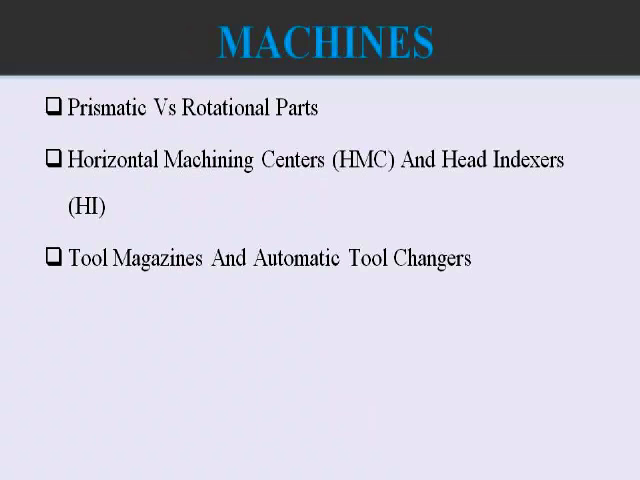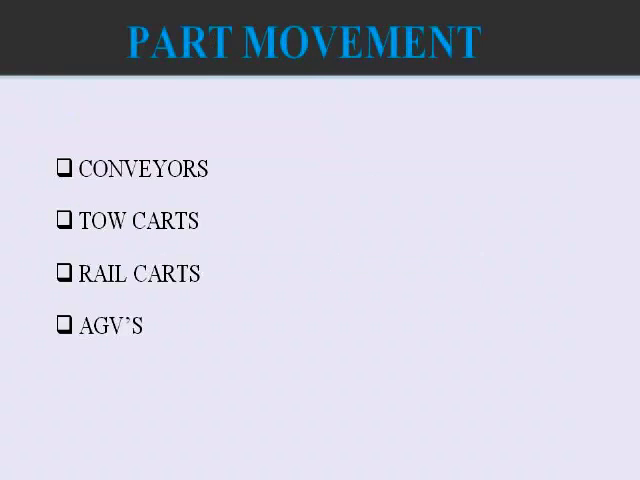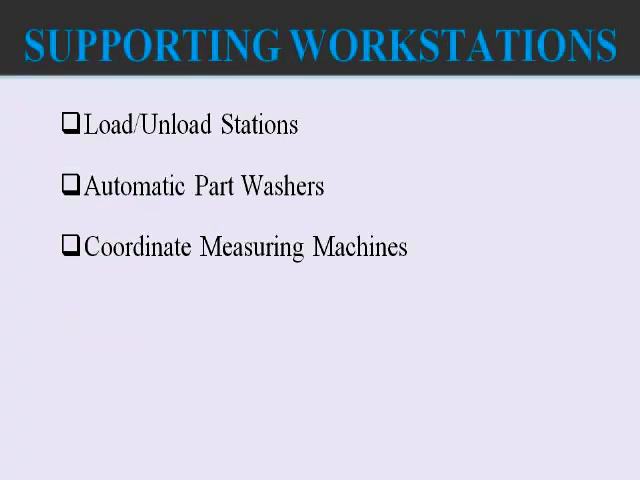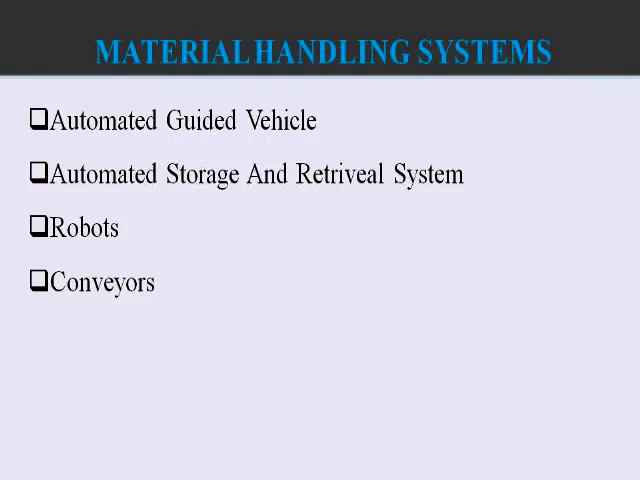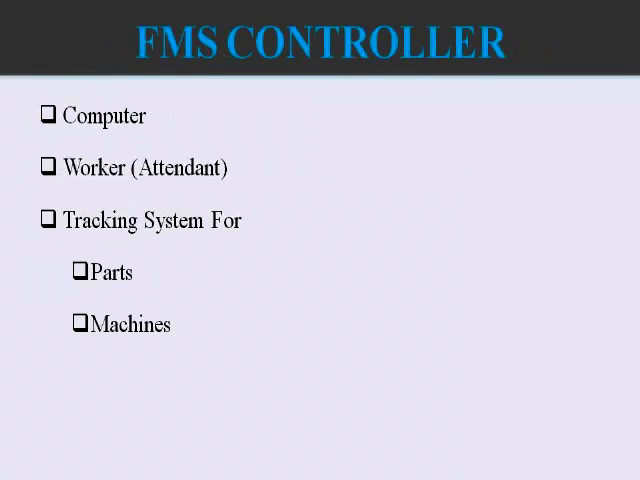Machines: you can have machines that produce prismatic parts or rotational parts, horizontal machining centers and head indexers, tool magazines and automatic tool changers, and part movement is done by conveyors, tow cars, rail cars, AGVs, RGVs, etc. Supporting workstations: load-unload stations, automatic part washers, automatic painting stations, coordinate measuring machines, online inspection devices, material handling systems, automated guided vehicles, automated storage and retrieval systems, robots, conveyors, an FMS controller, invariably a computer, and programmable logic controllers, and human beings like an attendant, a tracking system for parts, machines with barcode readers, with all sensor inputs and outputs.